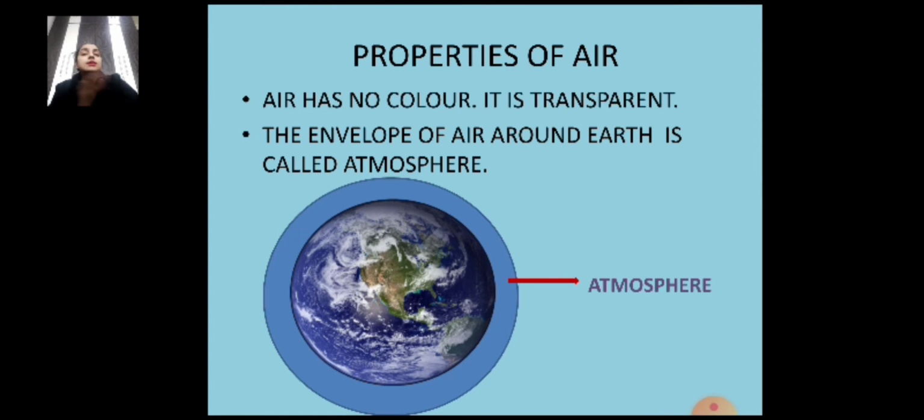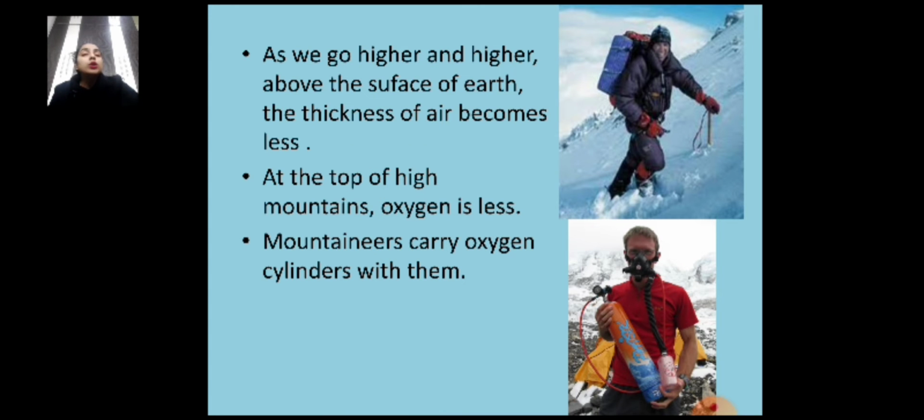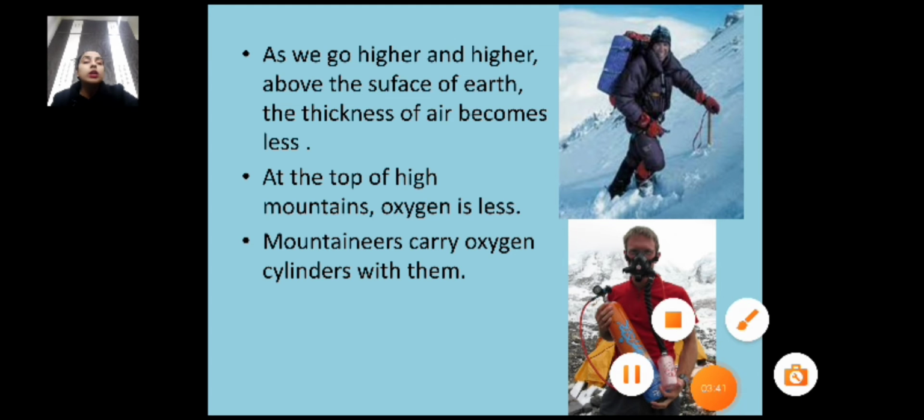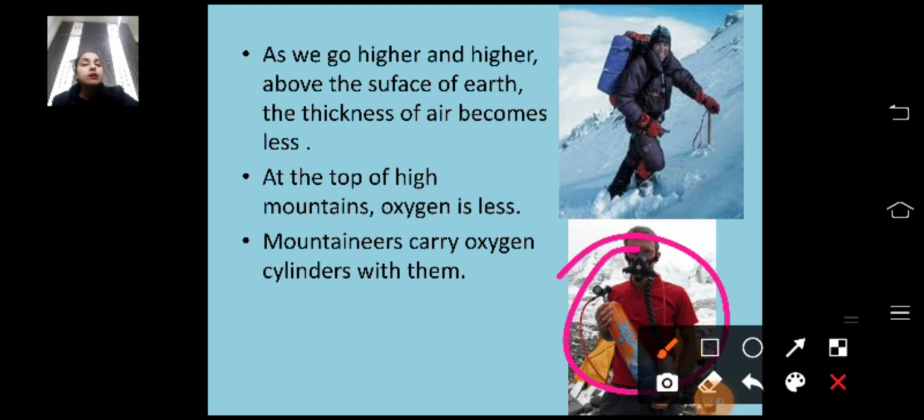Properties of air. Let's discuss the properties of air. As you all know, air does not have any color. Air does not have any color and it is transparent. The envelope of air around Earth is called atmosphere. Okay, and as we go higher and higher above the surface of the Earth, the thickness of air becomes less. At the top of a high mountain, oxygen is less. That's why the mountaineers carry oxygen cylinders with them. You can see here in the picture mountaineers carrying oxygen cylinders with them when they go in mountains.